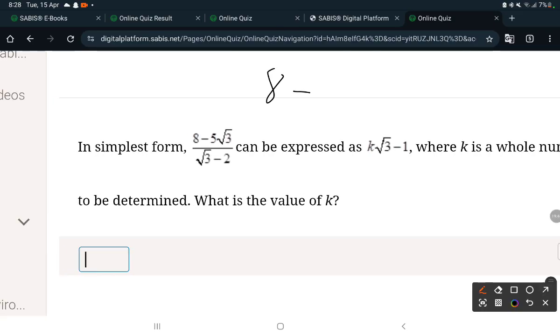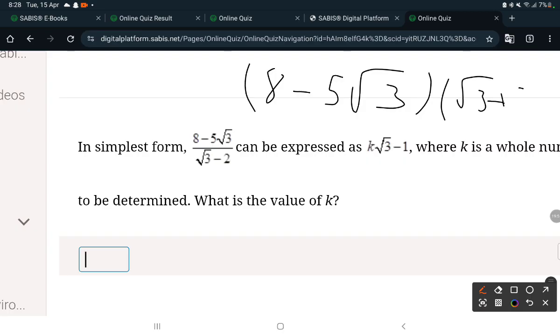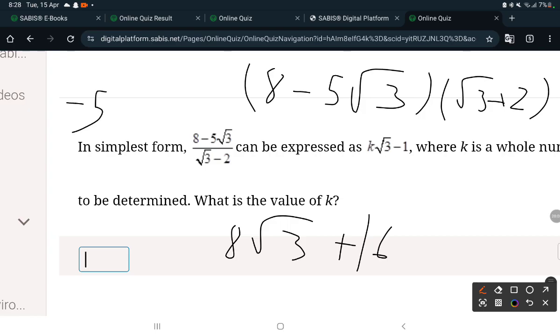We have 8 minus 5 radical 3 multiplied by radical 3 plus 2. So 8 multiplied by radical 3 is going to be 8 radical 3. 8 multiplied by 2 is going to be 16. Minus 5 radical 3 multiplied by radical 3. So we'll have minus 5, radical 3 times radical 3 is going to be 3. So we'll have minus 5 multiplied by 3. So this is going to be minus 15. And then we have minus 5 radical 3 multiplied by 2.